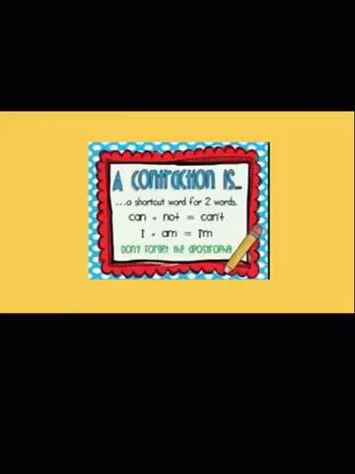Okay, let's go ahead and review what a contraction is. A contraction is a shortcut word for two words. For example, we have can and not. Instead of saying can not, you can say can't. And I am, instead of saying I am, you can say I'm. And do not forget about that apostrophe.